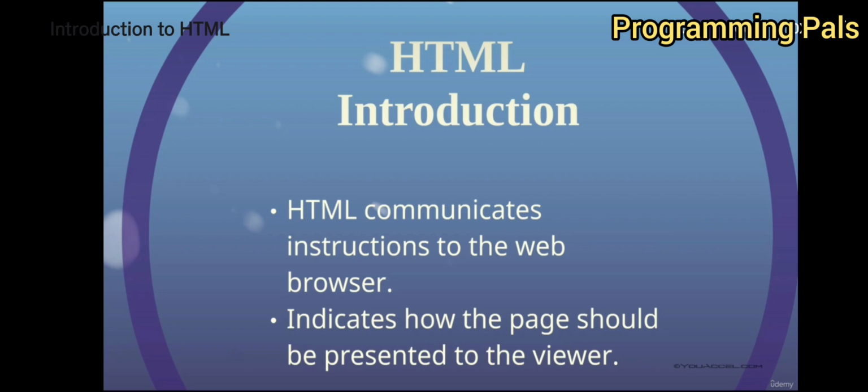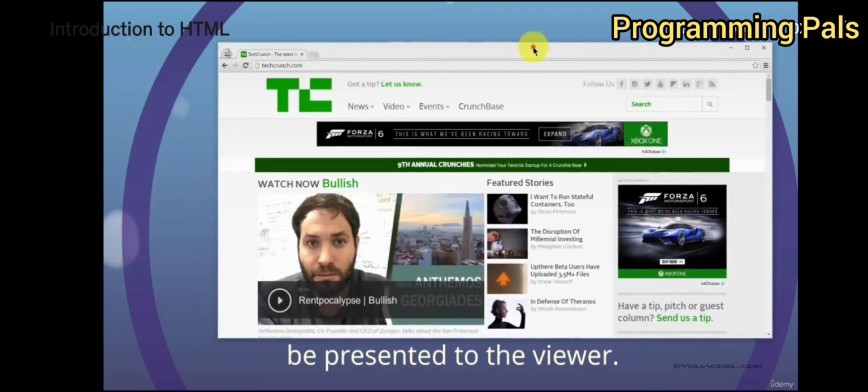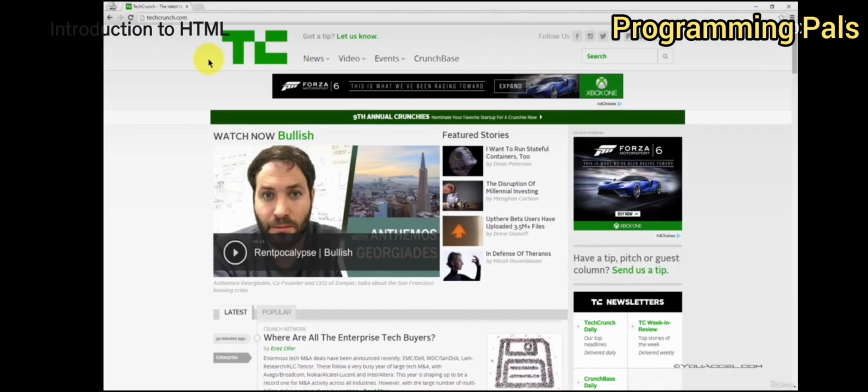Let's take a look at a quick example. If we visit a web page through our web browser, for demonstration purposes, I've loaded techcrunch.com on Google Chrome. You can do the same using any browser of your choice. As we can see, this page is composed of basic text, links, images, and font styling.